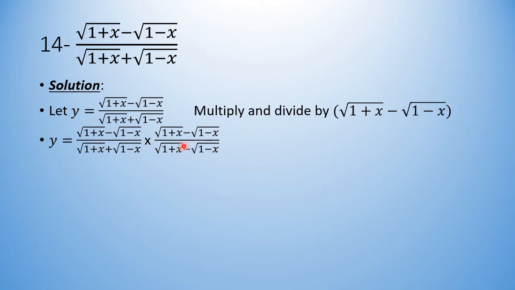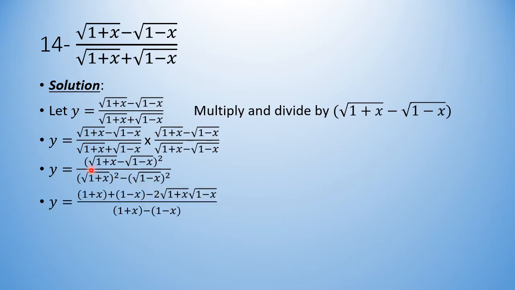When I perform this multiplication, I am going to get (square root of 1 plus x minus square root of 1 minus x) whole square in the numerator, and in the denominator I will get square of this expression minus square of this expression. Here you can see it. Now I open up this square by using the formula (a minus b) whole square, and here the square and square root got cancelled and I am left only with (1 plus x) minus (1 minus x).